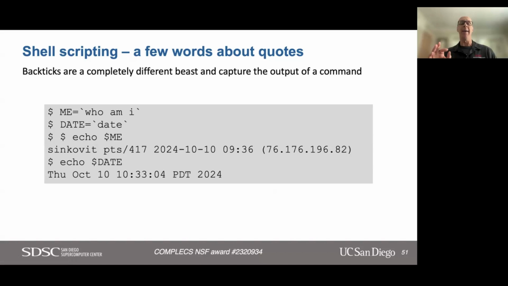Linux also has backticks, which are something completely different, and they capture the output of a command. And this is going to be really useful when you're developing shell scripts. So here I create two variables, me and date. And with me, I capture the output of the whoami command. And with date, I capture the output of the date command. And then I can interrogate the contents. So I used echo $me, echo $date, and you can see that we captured the output of whoami and date.